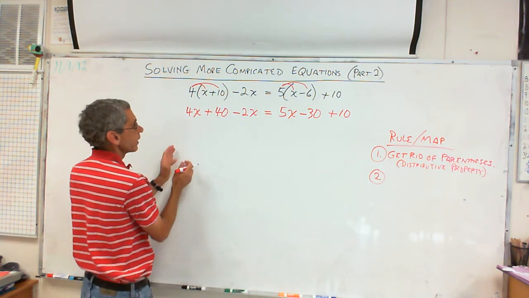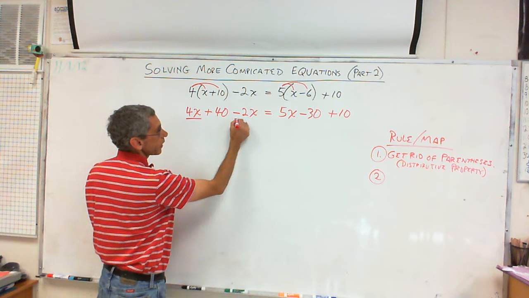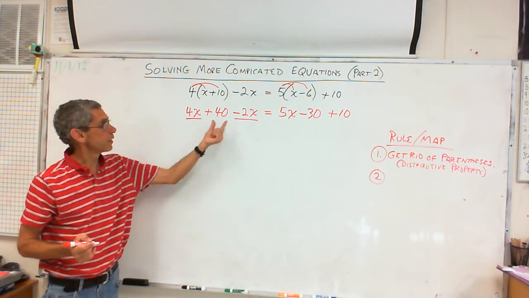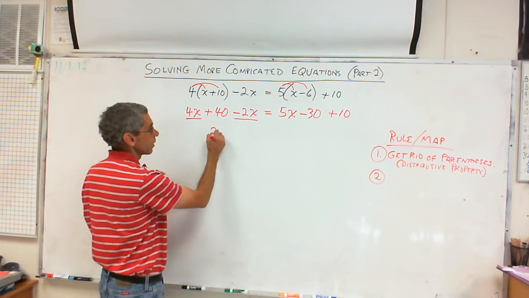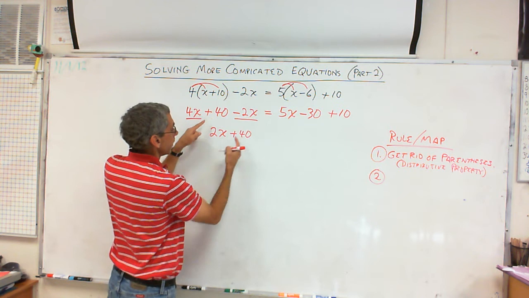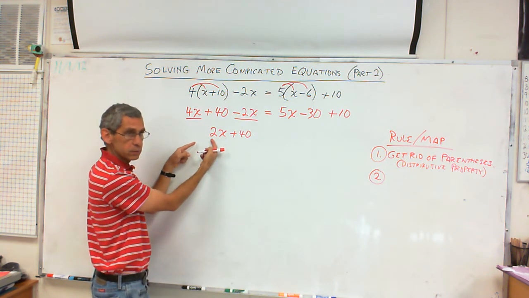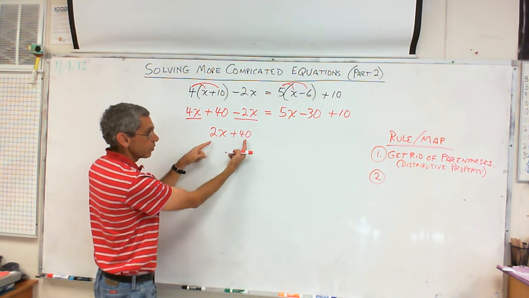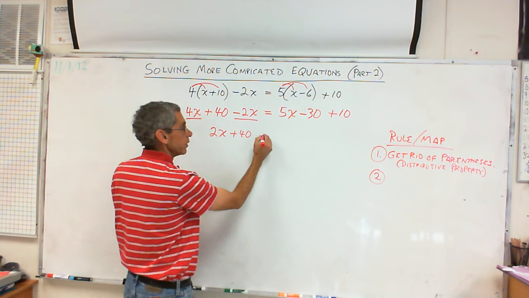So what are my like terms? I'm going to underline my like terms. I've got a 4x and a minus 2x. Those I can combine. I have 4 x's. I'm going to take away 2 x's. How many x's do I have? 2 x's. So here we go: 2x plus 40. I cannot combine 40 and 2x. I can't say that's 42x, because those are not like terms. To be like terms, they both have to have an x. So they don't, and I have to keep them separate.